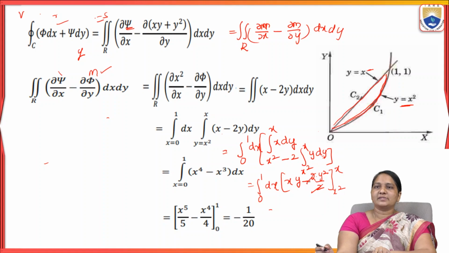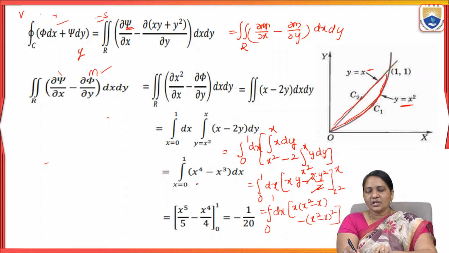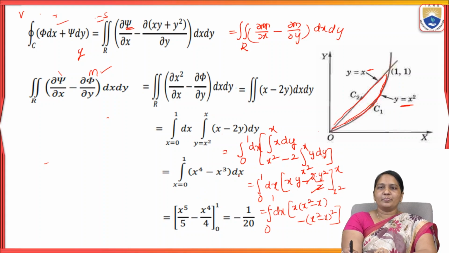So 2 will be cancelled here. So integral 0 to 1 dx, and here x into y, limits are x square minus x, minus x square minus x whole square. So after simplification we got the value x power 4 minus x cube dx. So here I can do the integration for the x value.